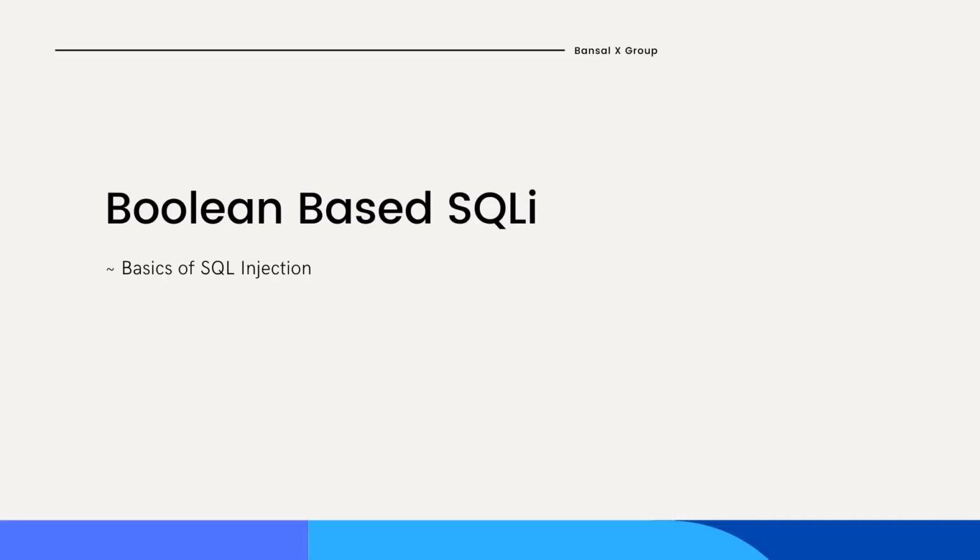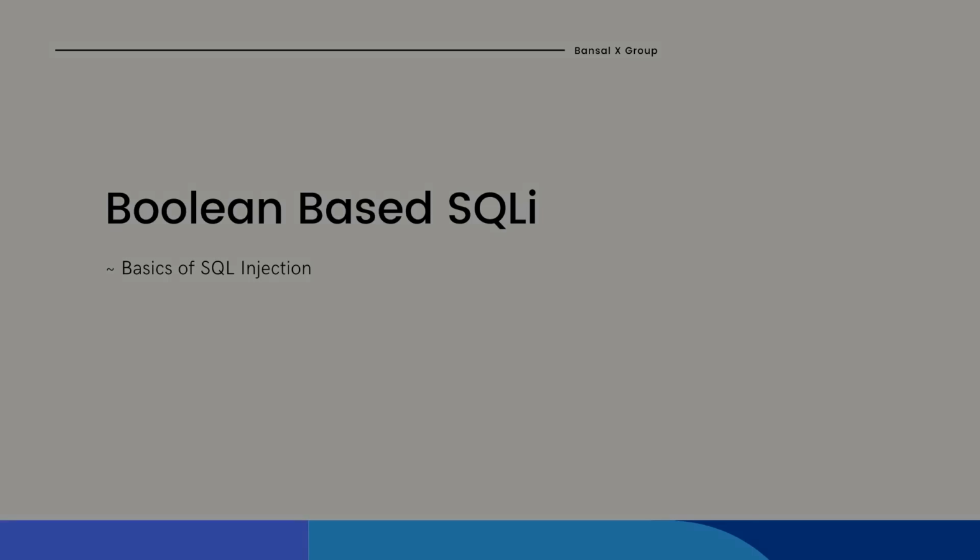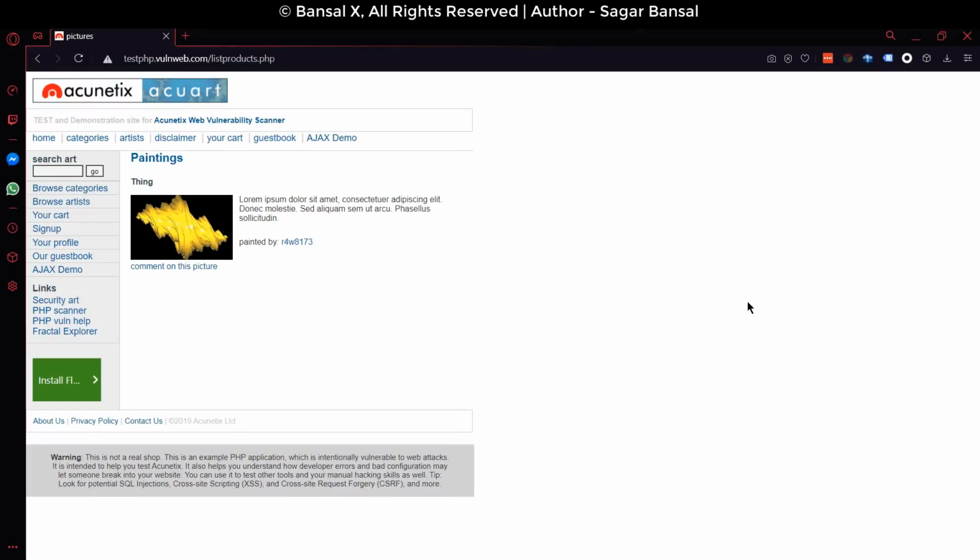Boolean-based SQL injection. Well, a Boolean is a situation of 0 or 1, which is false or true. There will be many cases where you will find these kind of situations. It can be a simple login page. If your password is correct, you will log in. If it is wrong, you will not. So it's 1 or 0 or 1.